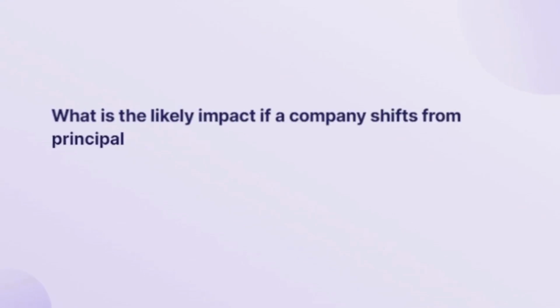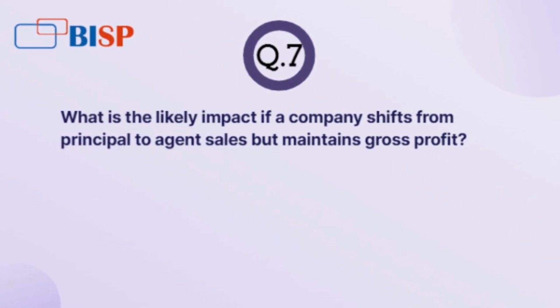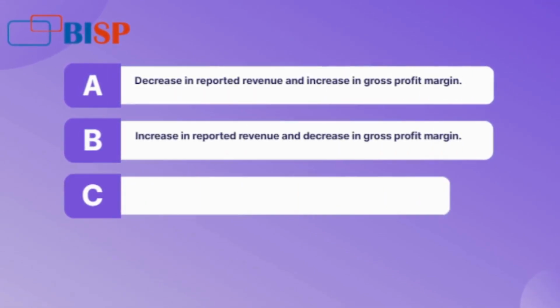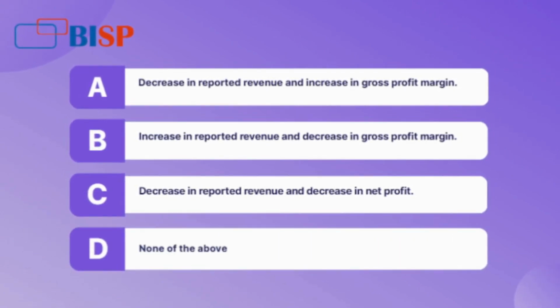What is the likely impact if a company shifts from principal to agent sales but maintains gross profit? A. Decrease in reported revenue and increase in gross profit margin. B. Increase in reported revenue and decrease in gross profit margin. C. Decrease in reported revenue and decrease in net profit. D. None of the above.